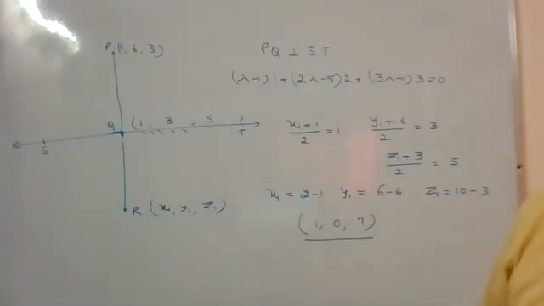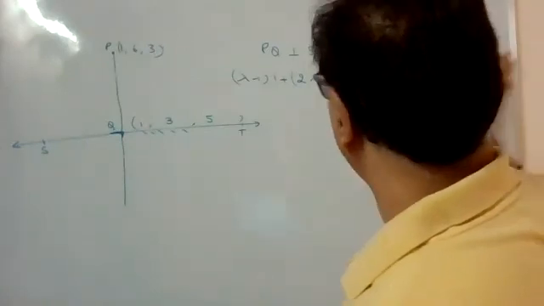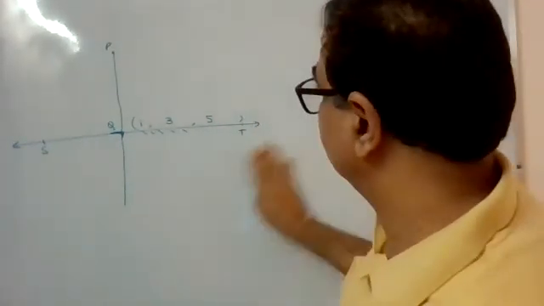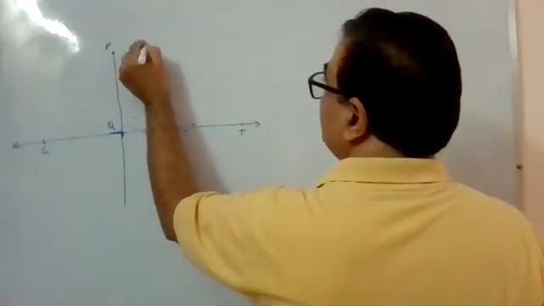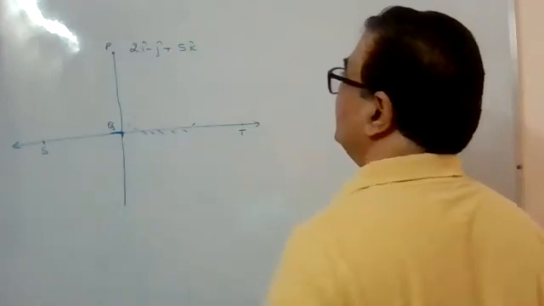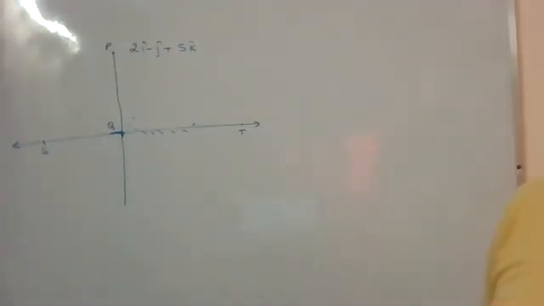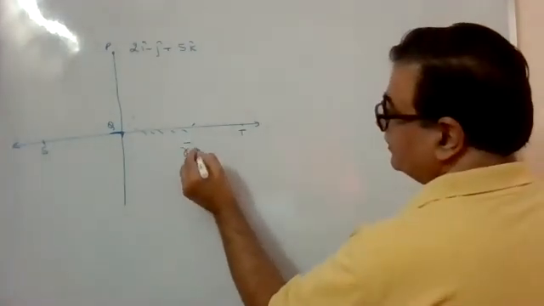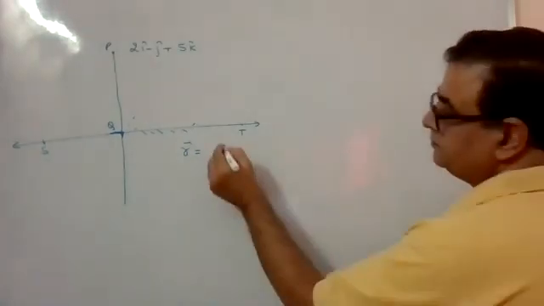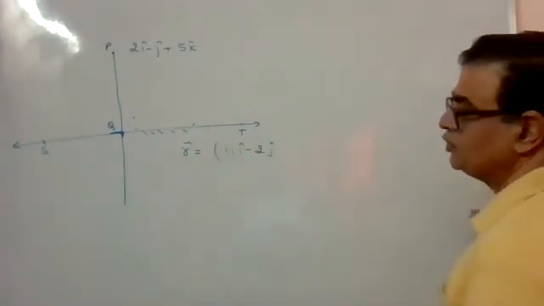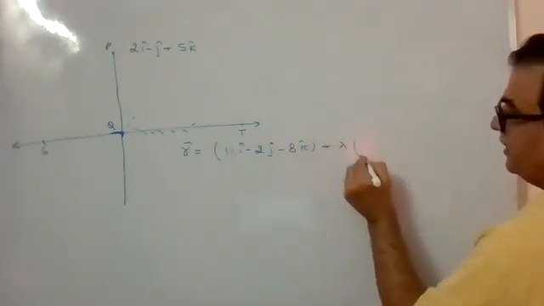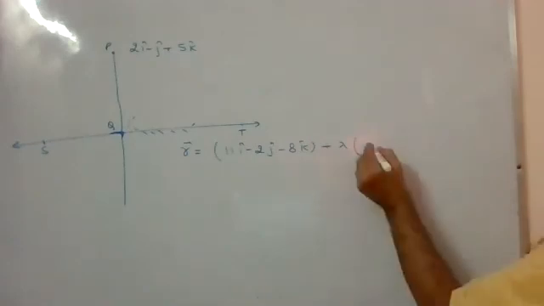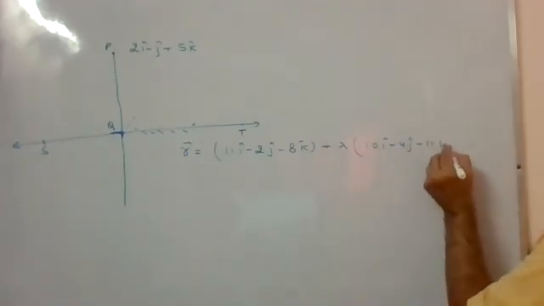One more question right now please. Find the foot of perpendicular and the image of the point 2i minus j plus 5k to the line r vector equal to 11i minus 2j minus 8k plus lambda times 10i minus 4j minus 11k.